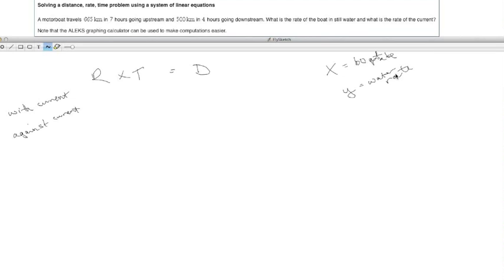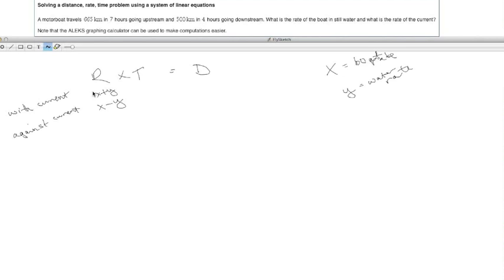So what we need to put in the chart is the boat's rate when he's traveling with the current. So it's the boat rate plus the water rate, x plus y, and then the boat rate minus the water rate when he's going against the current. He's got the speed of the water working against him, and so that's how we're going to fill in the rate for these kinds of problems.